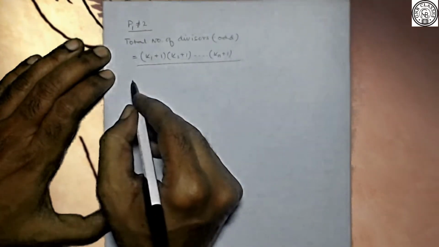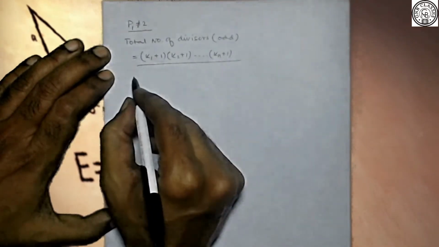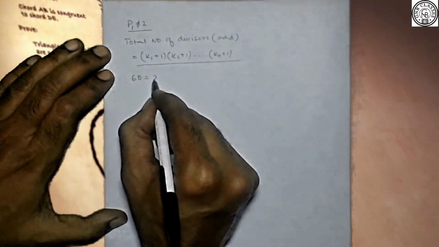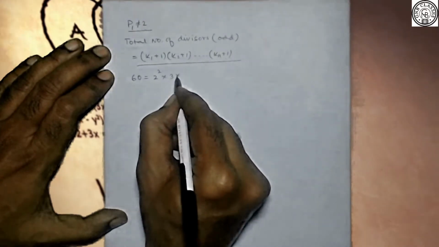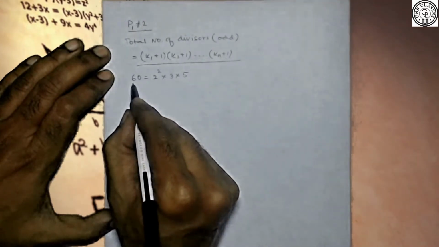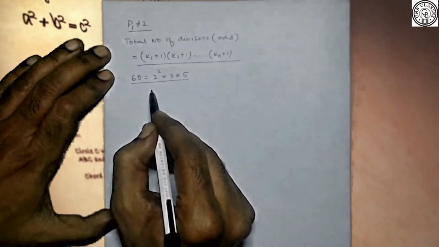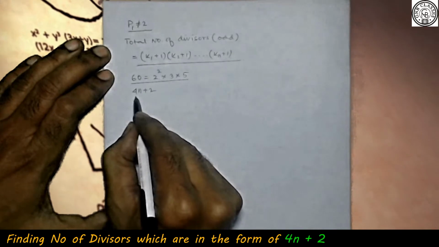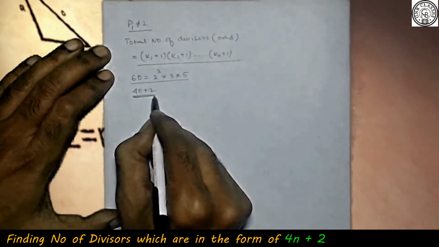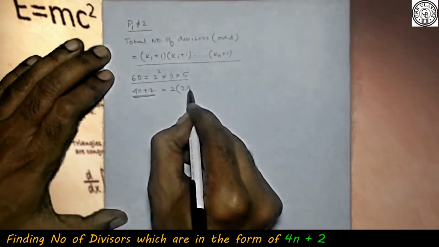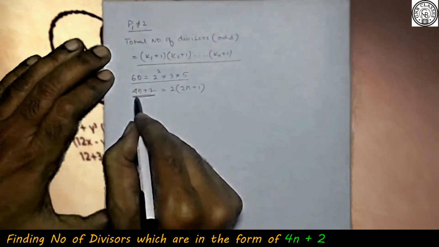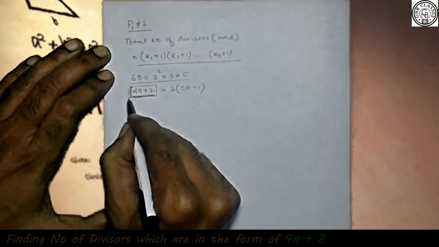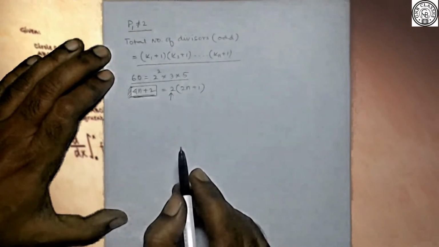Okay. Now let us give a little twist to it. How many factors are there in, say, 60? 60 means it's 2 square into 3 into 5. How many factors are there in 60 which are of the form 4n plus 2? Now if we observe, we will find that 4n plus 2 is basically, if I take 2 common, 2 times (2n plus 1). That is, to find the divisors which are of the form 4n plus 2, one 2 must be present in that factor.